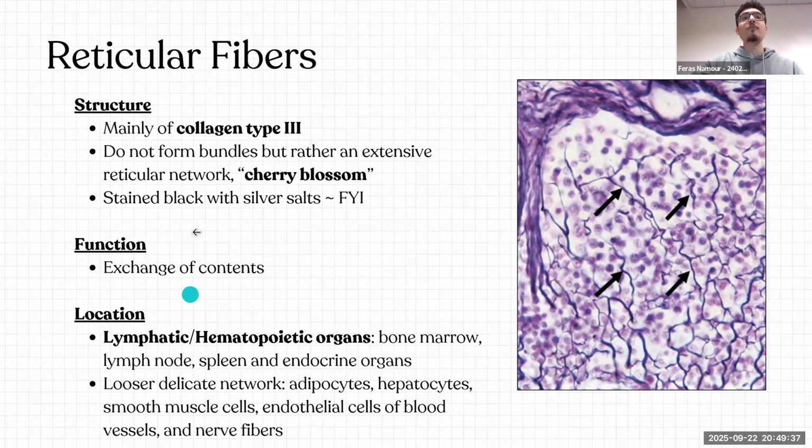Before discussing the function, let's talk about where we find them. The location of reticular fibers: they are in lymphatic and hematopoietic organs. Basically organs with a lot of ins and outs and communication. So it's in a sense an exchange of content. What's this content? Cells. I'm exchanging red blood cells, mature blood cells, immature blood cells, white blood cells and so on. I'm doing this through this network, which is my reticulum.